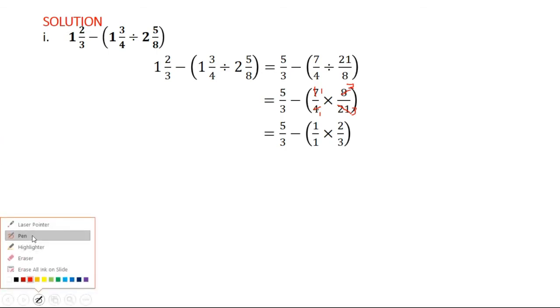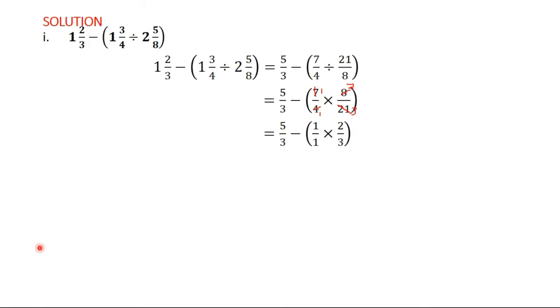5 over 3 minus, then what is in the bracket? 7 is now gone, we have 1. 4 is now gone, we have 1. So 1 over 1 times 8 is gone, we have 2. 21 is gone, we have 3. So you are going to have, now 1 times 2 will give us 2. 1 times 3 will give us 3. So you see we are done with what is in the bracket. So the bracket is now gone.